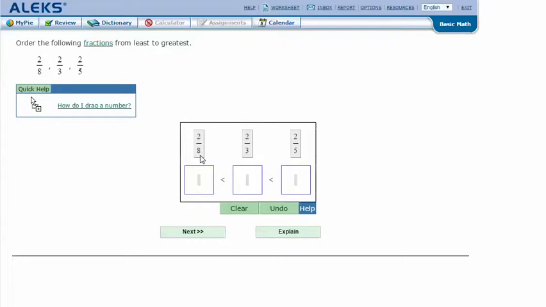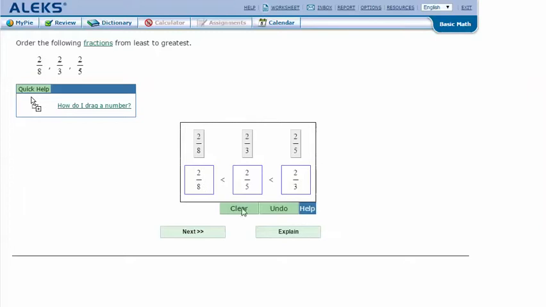But since they're fractions, I need to put them in order of the opposite of what I would normally think they would go in if they were whole numbers. So if 3 would normally be the smallest, then it's actually the largest. The middle one is 5, and 8 goes here.